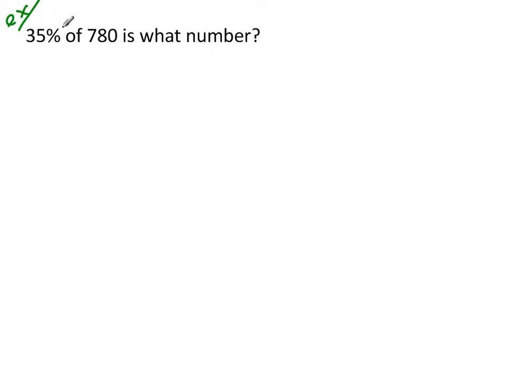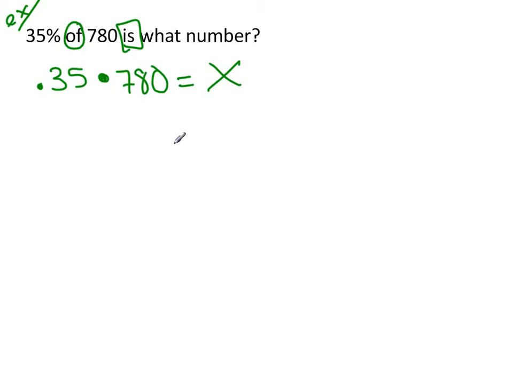So we have 35%. Now, you can view that as 0.35 or 35 over 100. It doesn't make a difference which one you use. Most students like to use the decimal, so for this one, I'll go ahead and use 0.35 to represent 35%. Of translates to multiplication. 780 is means equal to, and what number? We don't know what number, so we'll use x. After we've translated, our next goal is to solve for x.